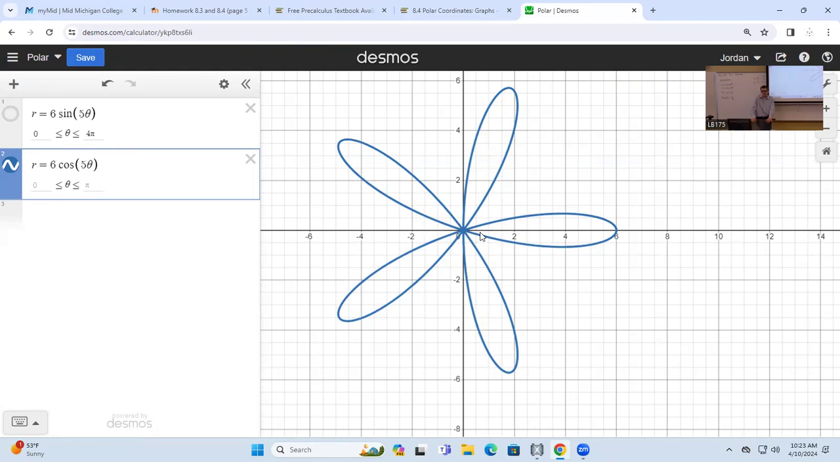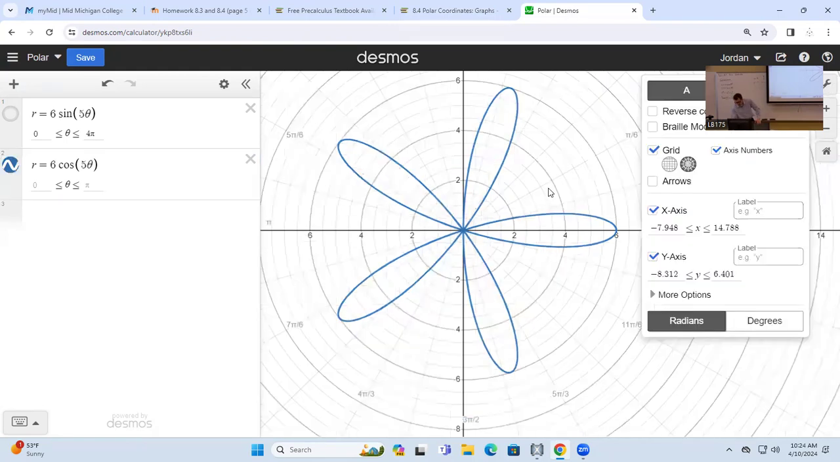Being a function in polar form, technically, actually has to do with these lines through the origin. If the line through the origin just passes through one, then we're good to go. Does that make sense? But it doesn't matter. That's not the important part.